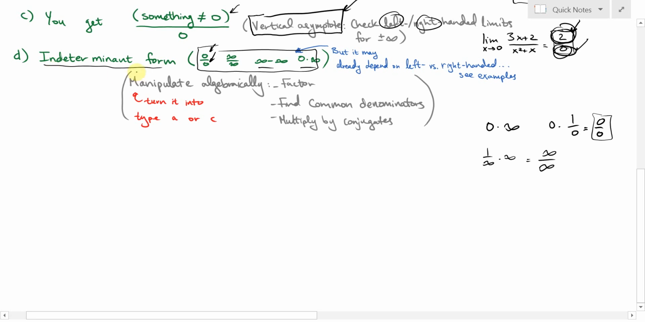We have no idea. I actually don't think this is the correct spelling of indeterminate? I think it's indeterminate. I don't know, something you can check. Anyway, so what do you do here? It could go anywhere. You have no idea what to do.